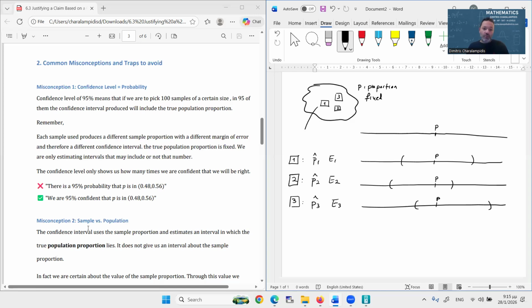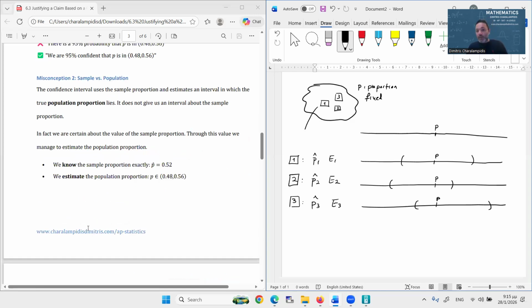Misconception number two. Sample is different than the population. I don't know why, but some of you keep confusing these two. Sample, let's say, is a small class from our school. Population is every single student in the same school. The confidence interval uses the sample proportion and estimates an interval in which the true population proportion lies.